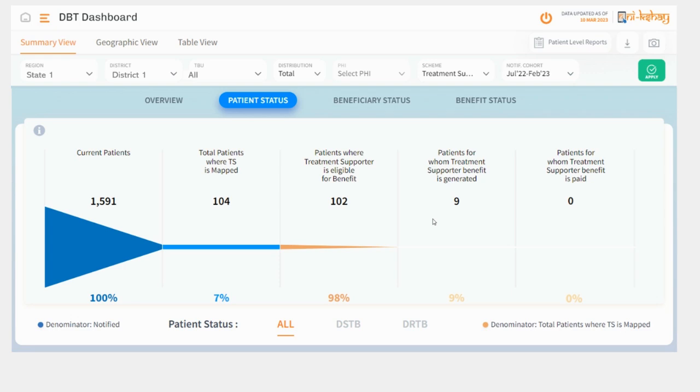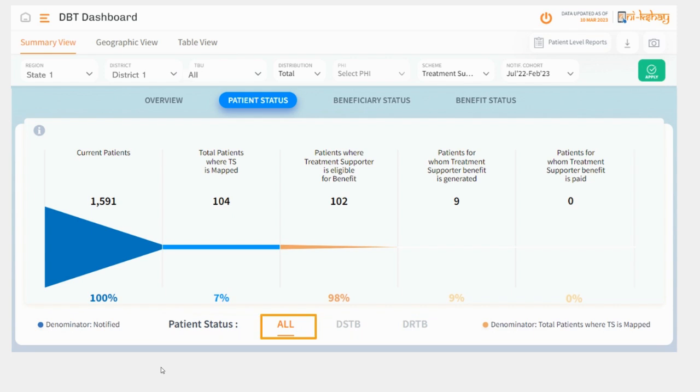Let us now learn about the patient status funnel chart. Since this benefit is payable to treatment supporters for both DSTB or DRTB patients, this funnel chart has three components: all patients, DSTB and DRTB patients. Let us understand the all patients chart.